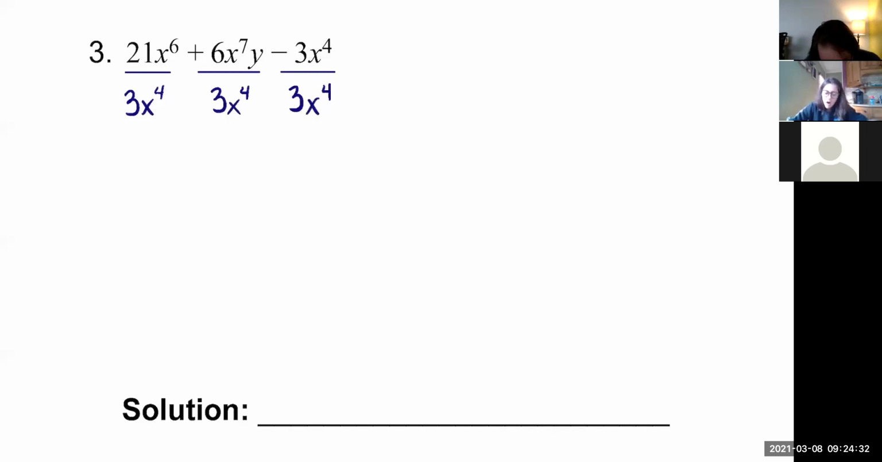But I notice there's a y in there on the second term. Can I take that out of each term? No. Why not? Because there's no other y's. They would all have to have at least one y to be able to take it from all of them. So it looks like our greatest common factor here is 3x to the 4th. So we'll set that aside before we divide. So 3x to the 4th.